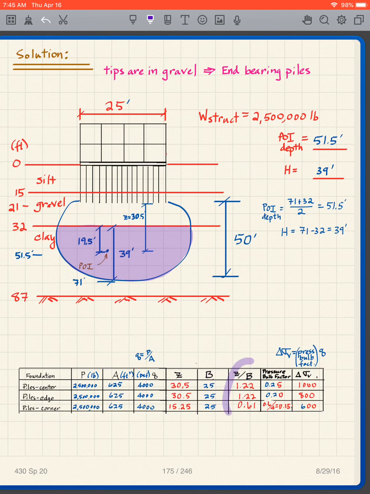So then we just compute Z over B, and then we go into our chart to get our pressure bulb factor. And what do we get? Well, beneath the center, we get 0.25. Beneath the edge, we get 0.2. Now, remember, we use this 0.61. We go below the center, and then we divide the result by 4. So we get 0.6 when we read the chart, and then we have to divide that value by 4. So we get 0.15. We've done the pressure bulb so many times, I don't need to show you how to get those values. You know how to do it.